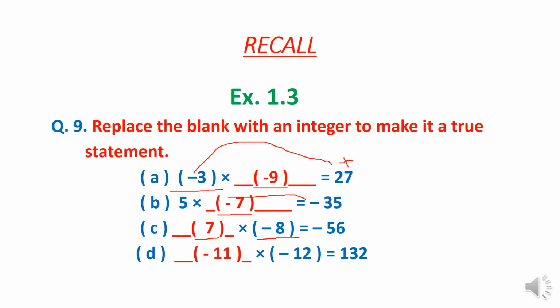Now, let us see the last, that is fill in the blanks. Here minus 12 is given and the answer is given in the form of plus. So simply the required integer will come in the form of minus. If you count the table of 12, it will become 11 times. So the required number will be minus 11.